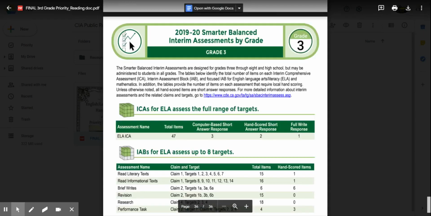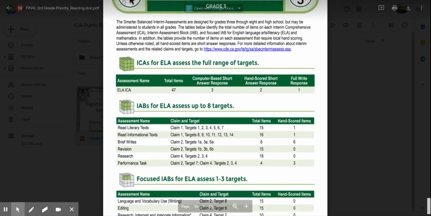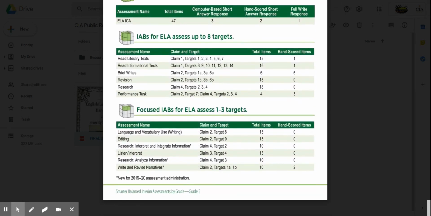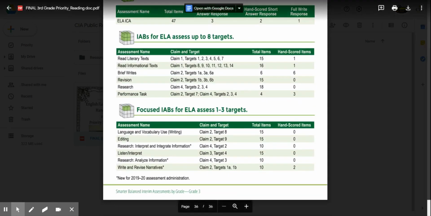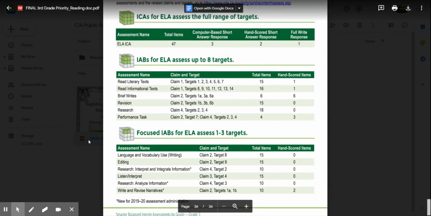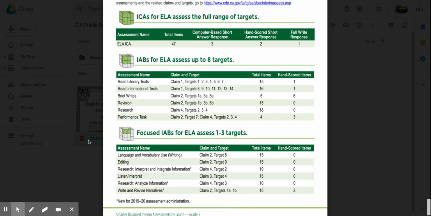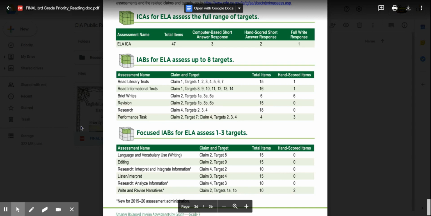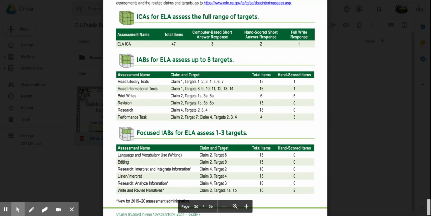The final page in this document is our interim assessment by grade level menu. So this is basically which IABs and focus IABs are available for you to choose from with your students. These can be used as instructional tools. They can be used as formative assessments. But either way you choose, it's a great idea to expose ourselves as teachers and students to these question types and to the interfaces long before our students sit down at the summative assessment at the end of the year. So getting our students on these IABs and focused IABs is just a good idea for many reasons.